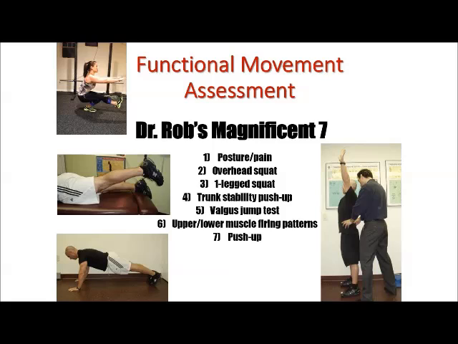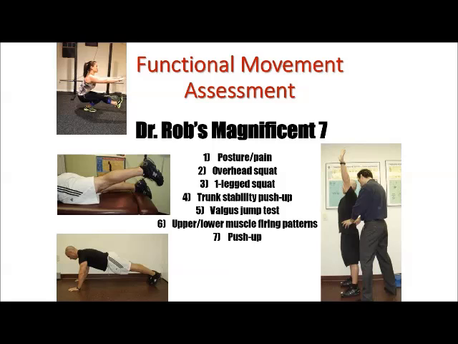Trunk stability push-up basically is testing their core ability to stabilize their core. Valgus jump test is a wonderful test. It's determining if someone's going to turn in valgus lateral and if they're susceptible to an ACL injury.